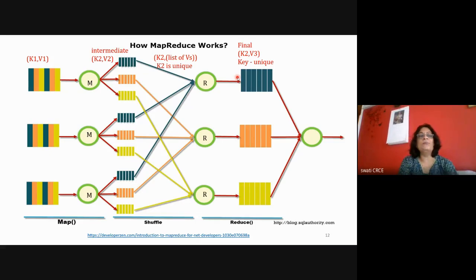Mapper ka input is key value pair. Mapper ka output is intermediate key value pair. Shuffler ka input is intermediate key value pair. Shuffler ka output is key and list of values. Reducer ka input is key and list of values, and reducer ka output is final key and value pair.